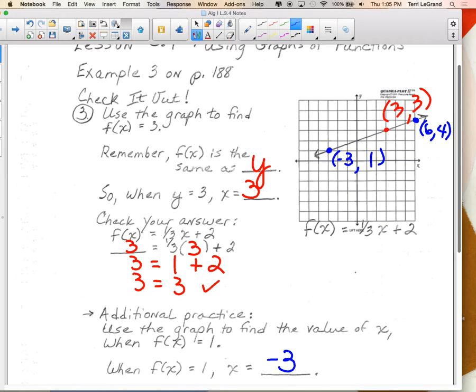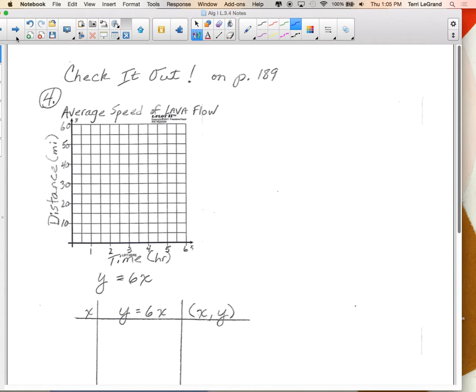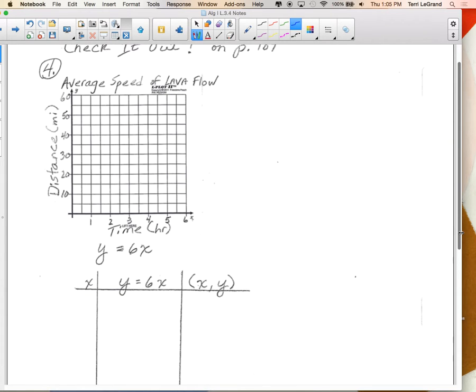Okay, then let's go to the backside and do Check It Out problem number 4, our other objective. Our other objective is to use a graph to model a real-world situation, and then use the graph to make estimates or predictions, not use the function itself, okay? So what's going on in this one? Somebody tell me what's happening. Check It Out problem number 4.